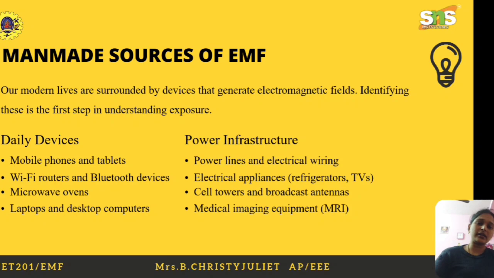The other form of man-made source of electromagnetic fields is power infrastructure. Yes, the power lines and the electrical wirings are a source of electromagnetic fields, because the current-carrying conductor is surrounded by a strong electrical field, right? And also electrical appliances like fridge, TVs, whatever equipment you see around you is a result of electromagnetic fields. Mobile towers, broadcast antennas, and medical imaging equipment, MRI, ECGs, everything behind runs on electromagnetic fields.